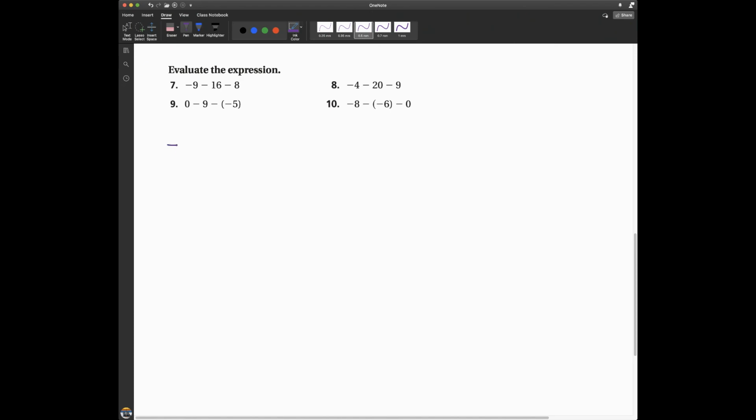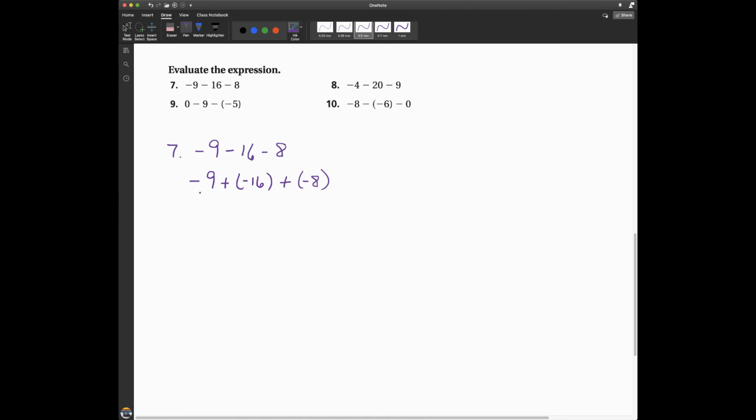Let me look at number 7. I have -9 minus 16 minus 8. I want to turn this into an addition problem. So I have -9. I add the opposite of 16, which is -16. And then I add the opposite of 8, which is -8. And there we go. Now I can use a song: same sign, add and keep. I'm going to stop right there.